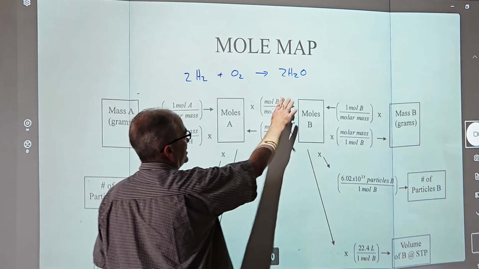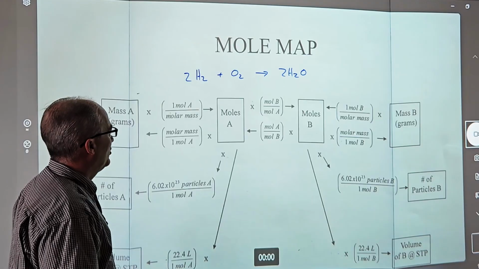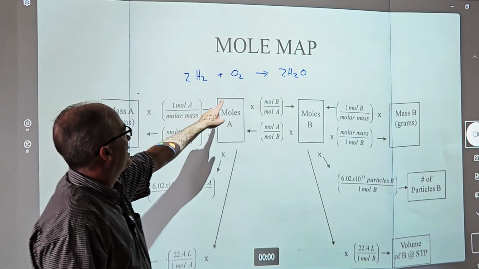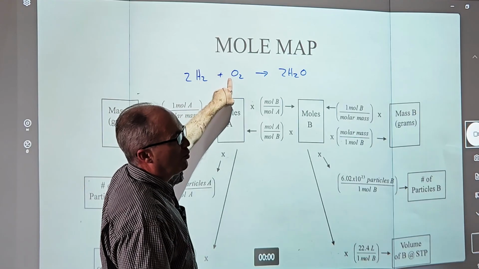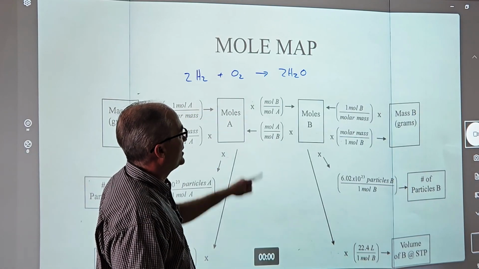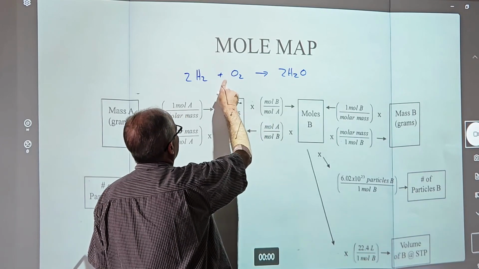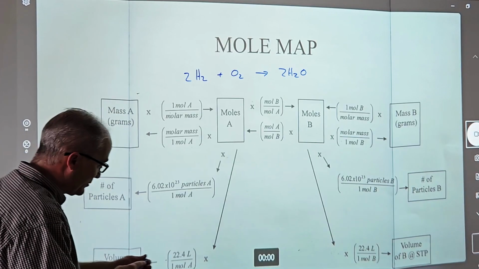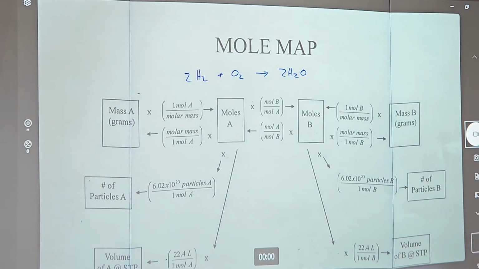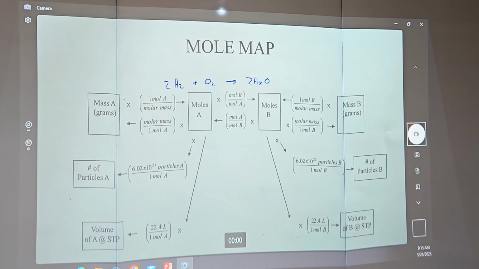So the mole ratio can come from the subscripts in a formula, or I can say for every 2 moles of hydrogen gas, I need 1 mole of O2 gas. So this mole ratio can come from coefficients in the balanced chemical equation or from subscripts. And hopefully we'll do some examples that will illustrate that today.